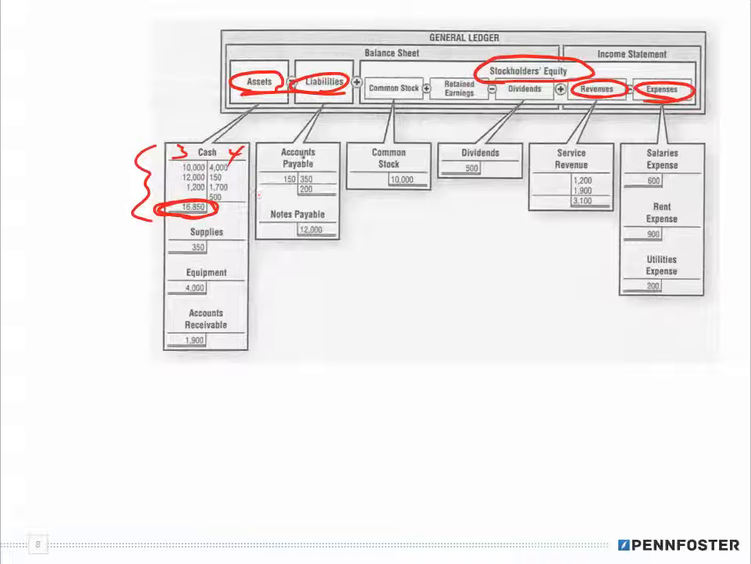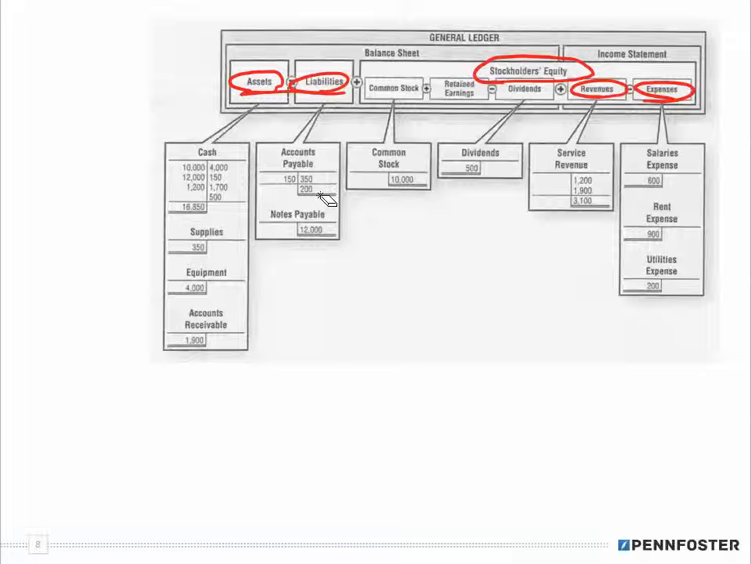So, liabilities, they have accounts payable and notes payable. Then there's common stock, dividends, and service revenue, which is a revenue account. And under expenses, there are 3 accounts: salaries, rent expense, and utility expense. But notice that they're using the T account to represent what the general ledger actually looks like when the entries have all been posted into the ledger accounts.